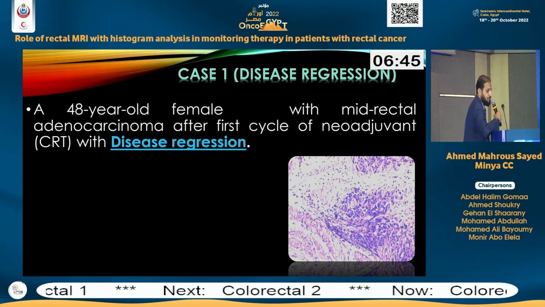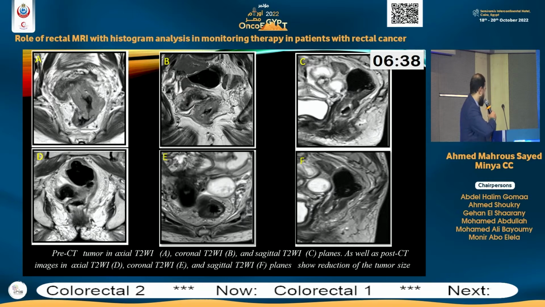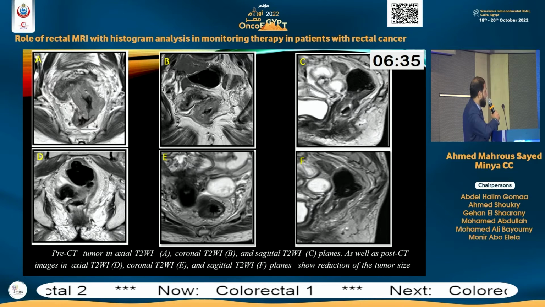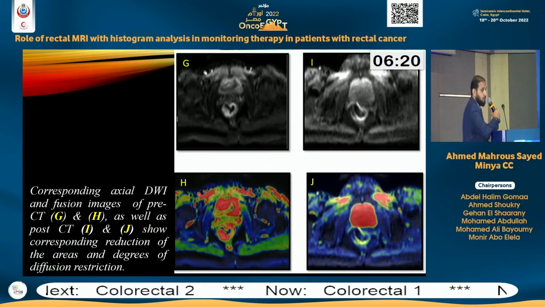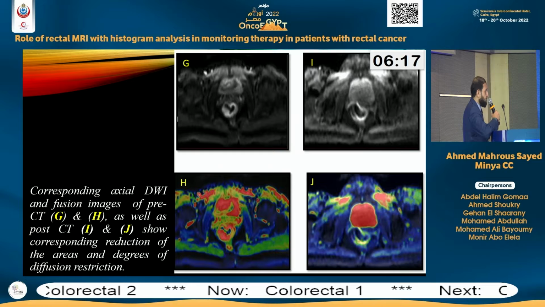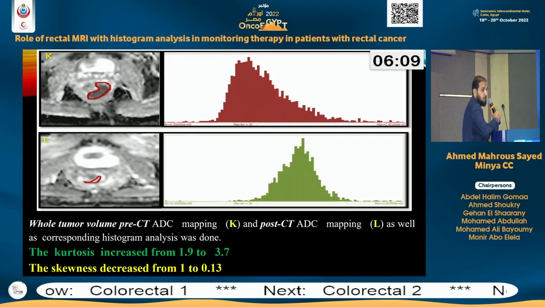We will see our first case, a 48-year-old female diagnosed with adenocarcinoma. We can see the upper row here is the lesion in the pre-treatment, and the lower row here is the lesion in the post-treatment, where we can find a marked decrease in the tumor size in all planes, denoting good therapeutic response. Also, the axial diffusion images here show a reduction in the overall diffusion restriction of the tumor, and this correlates with our histogram, where we can see there is a shift to the right side, denoting good response.